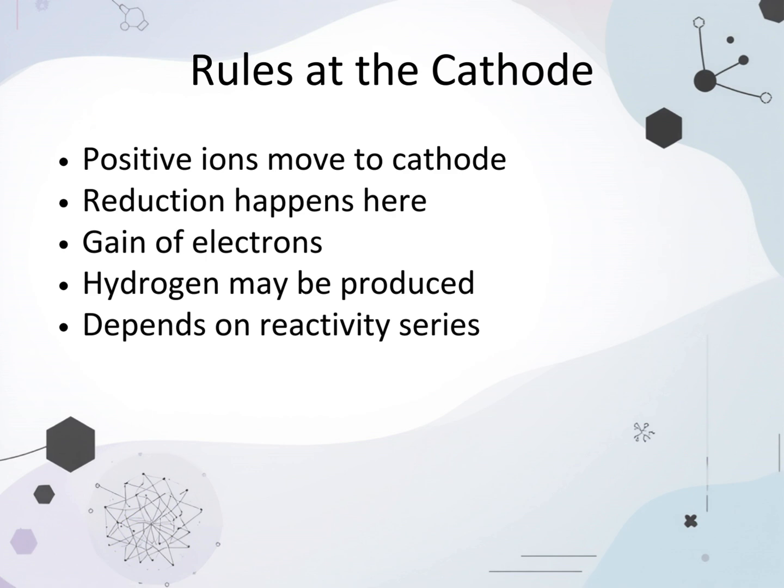So the rule that examiners want you to use is that if the metal is more reactive than hydrogen, hydrogen will be discharged. If the metal is less reactive than hydrogen, the metal will be discharged and go to the electrode. That's why hydrogen forms so often at the cathode. Most metals are more reactive than hydrogen, so they keep their ground, they stay where they are.